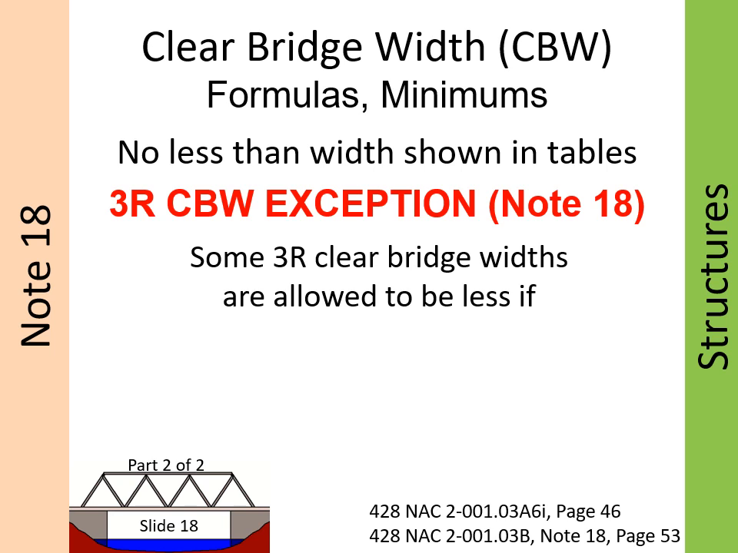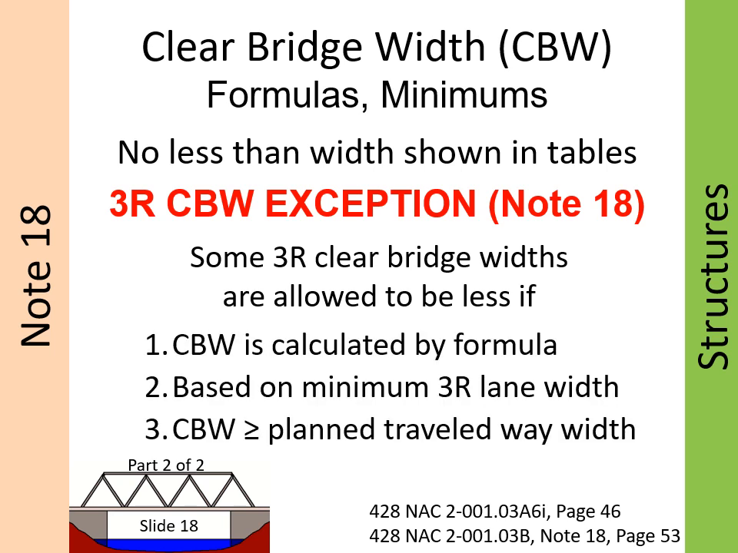The standards allow the minimum clear bridge width value to be less than the value in the table under the following conditions. The clear bridge width value is calculated using the formula indicated in the table, is based on the minimum 3R lane width in the table, and results in a clear bridge width at least as wide as the planned traveled way. The reason for this exception is that there are more variables that determine 3R lane widths, those variables being percent heavy trucks and whether the road or street is paved or unpaved.